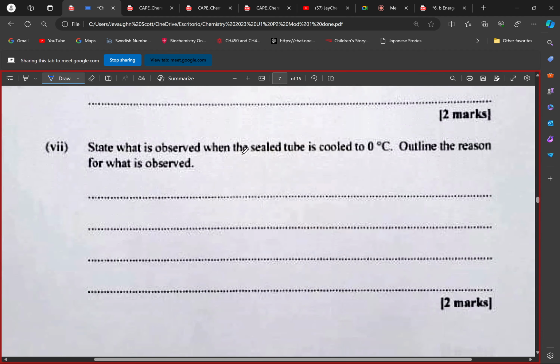State what is observed when the sealed tube is cooled to 0 degrees Celsius. Outline the reasons for the observation. What is observed?